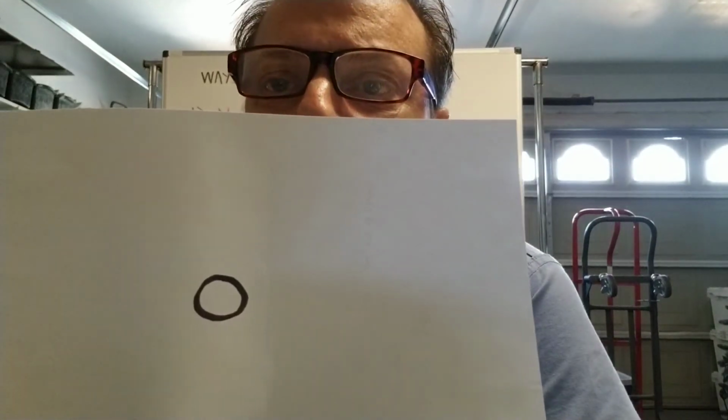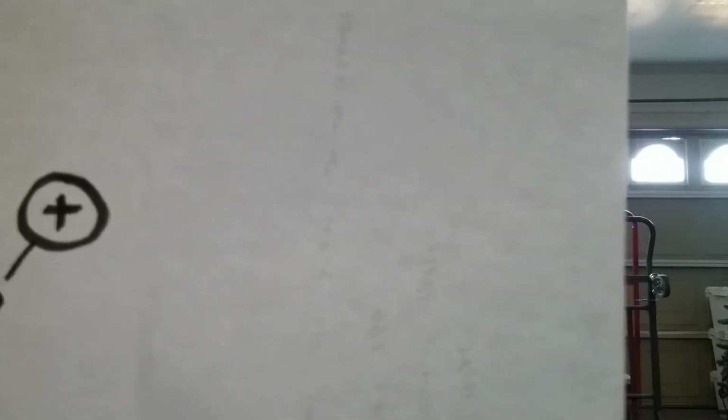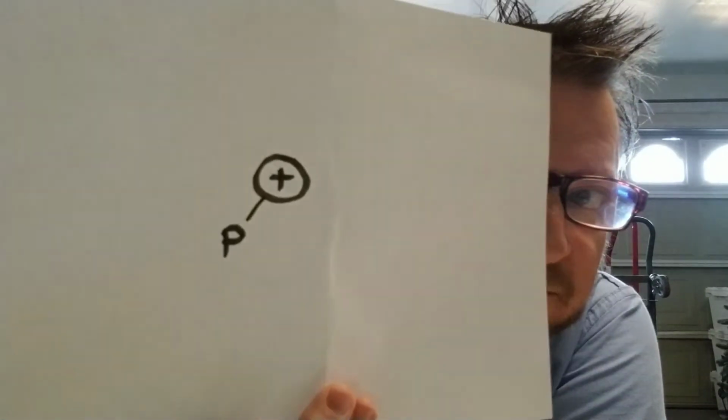Just going to draw a small circle like that. Okay, then I'm going to put a plus sign in it, just like that. And that is going to be my proton, so I'm going to label it with a P. All right, so you're going to have a plus sign inside a circle with a line going to a P. Okay, can everybody see that?